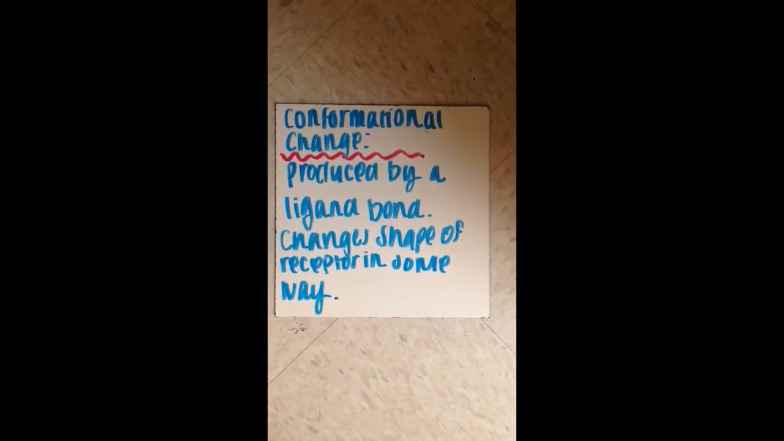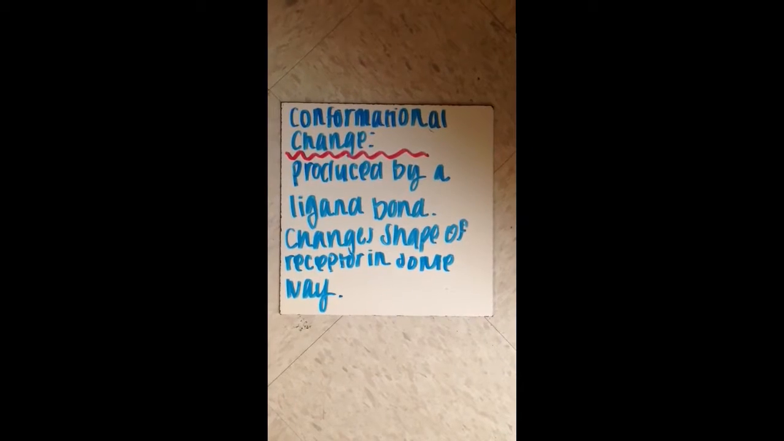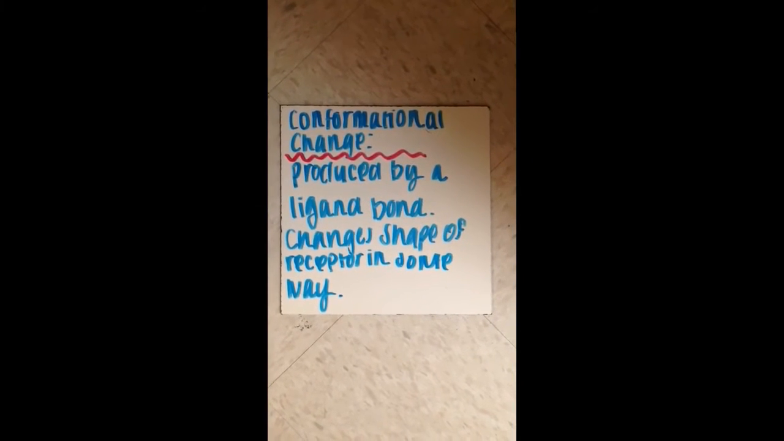Conformational change, produced by a ligand bond, changes the shape of the receptor in some way.